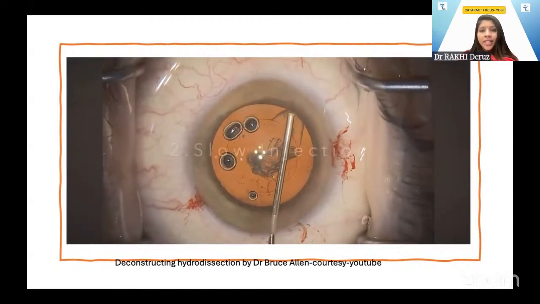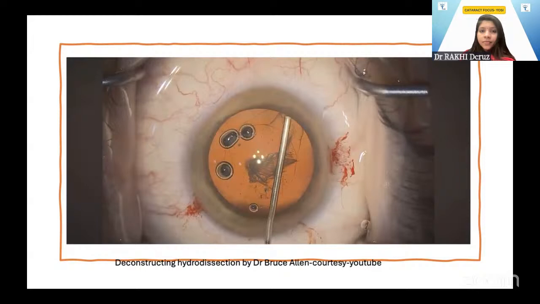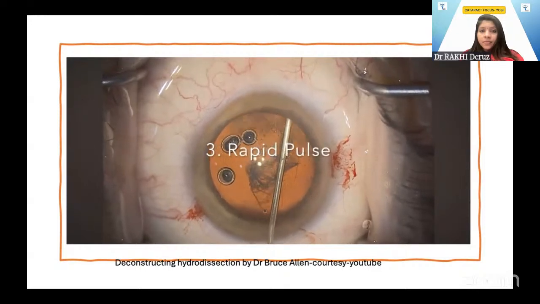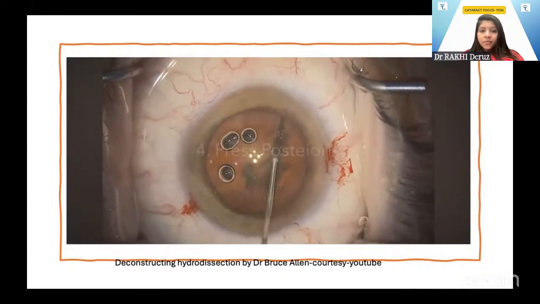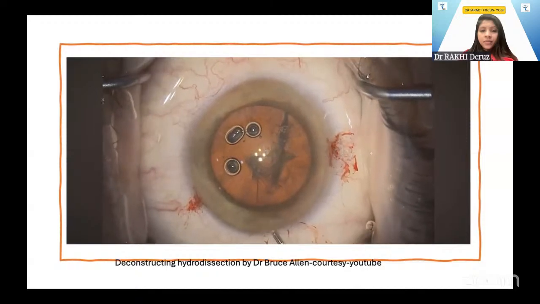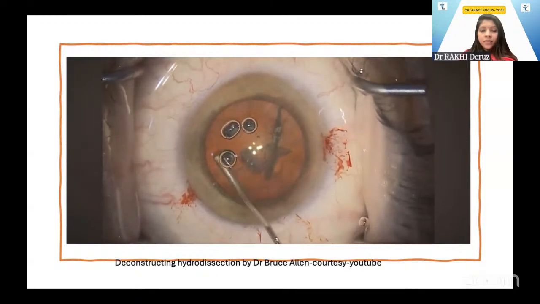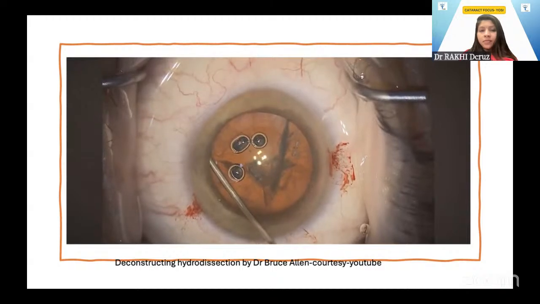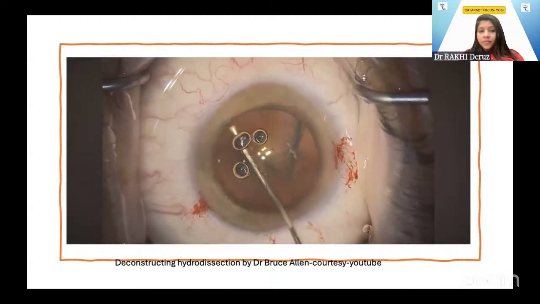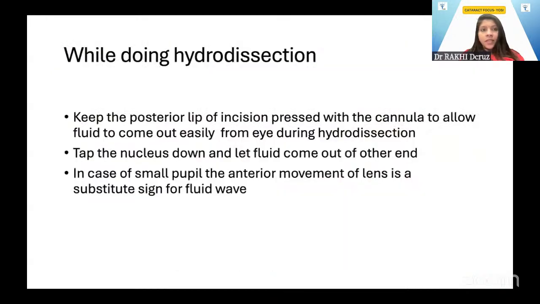Establish a cortex cleaving hydrodissection plane: slow injection for free flow, rapid injection for the hydrodissection, pressing down to neutralize the capsule block. And the more work you do with the hydrodissection, the less work you have to do in rotating the nucleus subsequently. While doing the hydrodissection, one tip I would like to give is to keep the posterior lip of the incision pressed with the cannula in order to allow the fluid to come out easily from the eye during the hydrodissection.